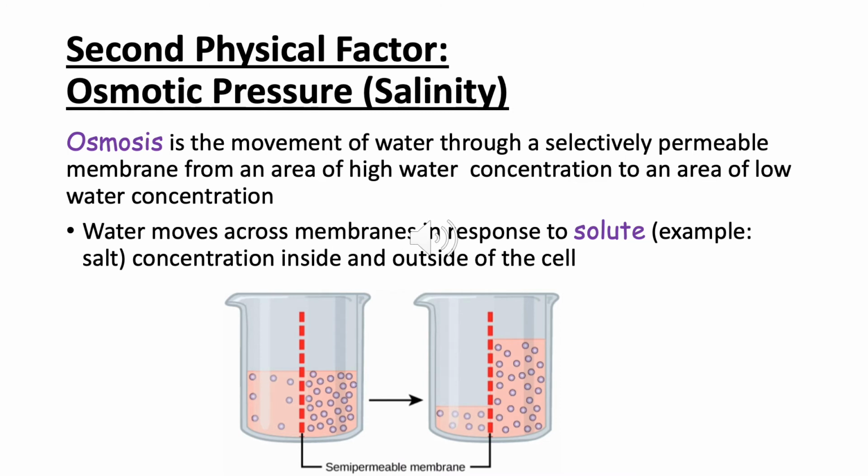So the water actually moves through that membrane, and that membrane represents a cell membrane, and it causes an increase in the volume on the other side because it moves in response to the concentration of the solute and dilutes the solute. So the water is moving from its own high water concentration to the lower water concentration until the concentration becomes equal on both sides of the membrane.